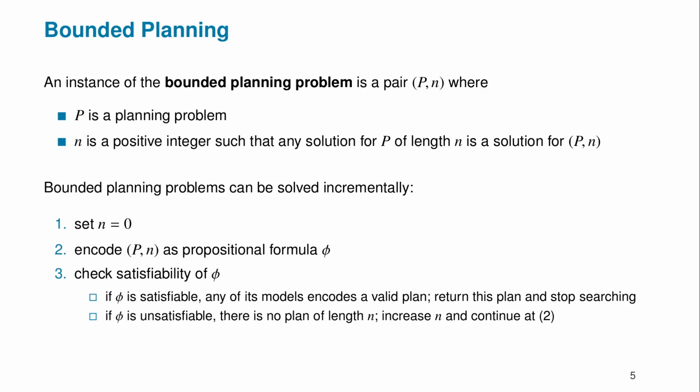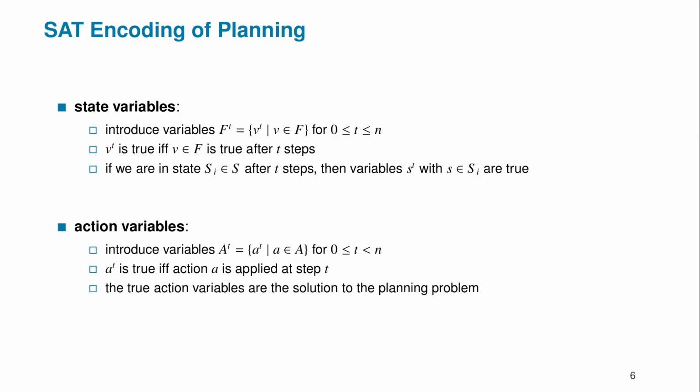If phi is unsatisfiable, then this means there is no plan of length n. We increase n by 1 and continue at step 2, encode the problem again as a propositional formula and try to solve it. Now, in the following we will have a look at how to do this encoding. First of all, we have to identify what are the variables that occur in the propositional formula. And as we did in bounded model checking, we annotate the variables with a timestamp. We have the current state variables, we have the next state variables, and similarly, we have annotations also for the action variables indicating at which time point an action took place.